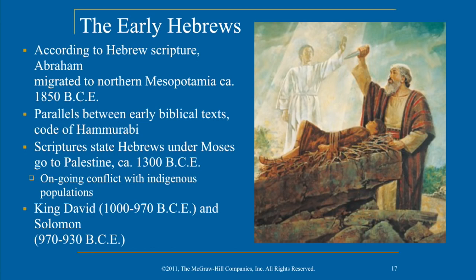And now we're going to transition a little bit to the early Hebrews, another group of people that was around this time in Mesopotamia. According to Hebrew scripture, there was a man named Abram who travels to northern Mesopotamia around 1850 BCE from Ur of the Chaldeans. So he basically is moving from that city I pointed out a little bit ago, and he's moving west, which would be today around modern Palestine.